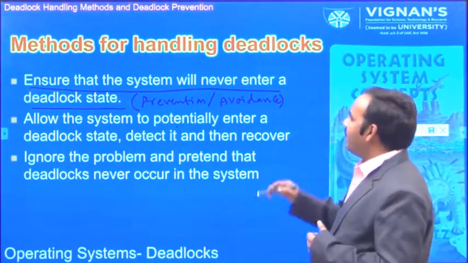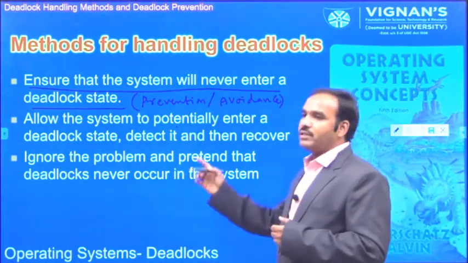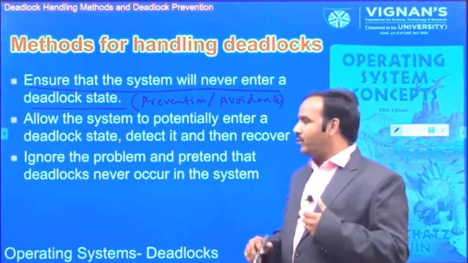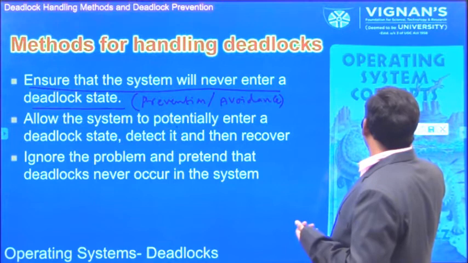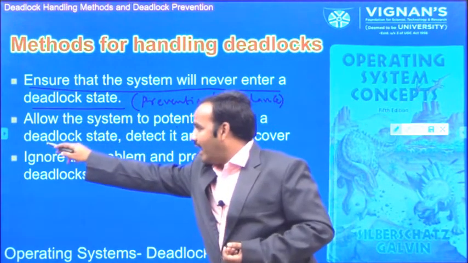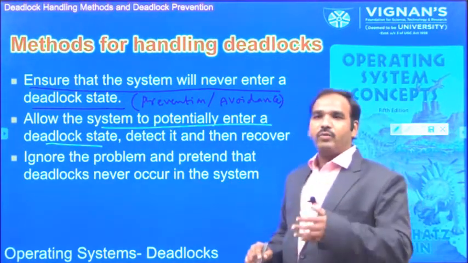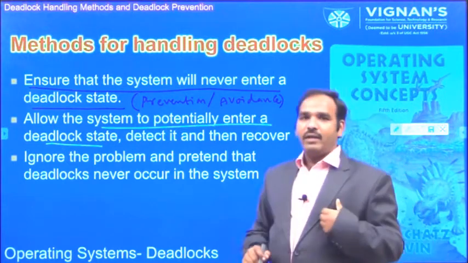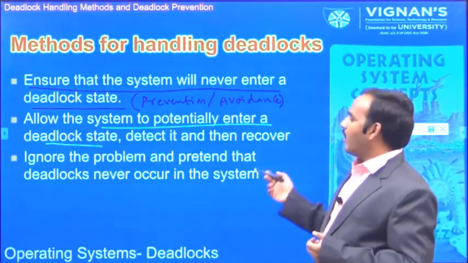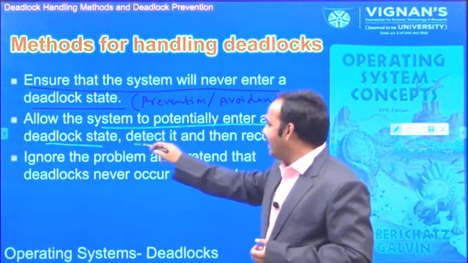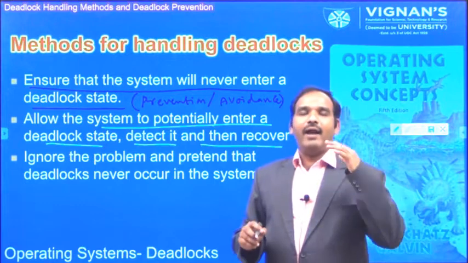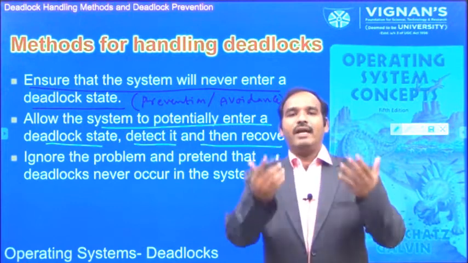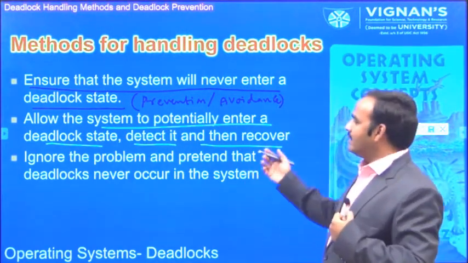The second method is to allow the system to potentially enter into a deadlock state. We are not going to prevent it and we are not going to avoid it. Let the deadlock come. Once the deadlock is detected or has occurred in the system, detect it and then recover. Detect whether the deadlock has occurred in the system or not, and after that, you can recover from that deadlock. That is the second way.